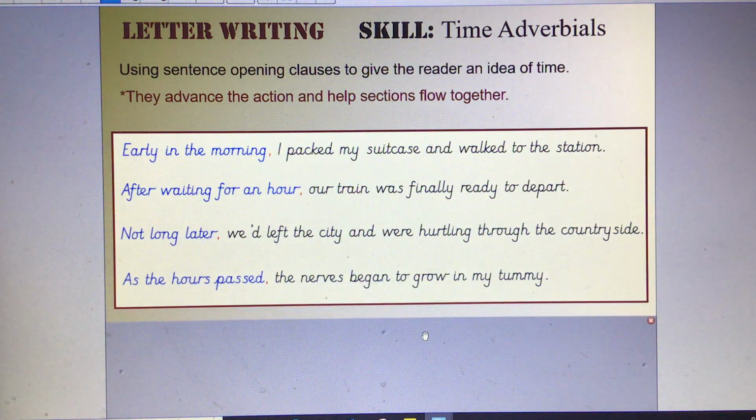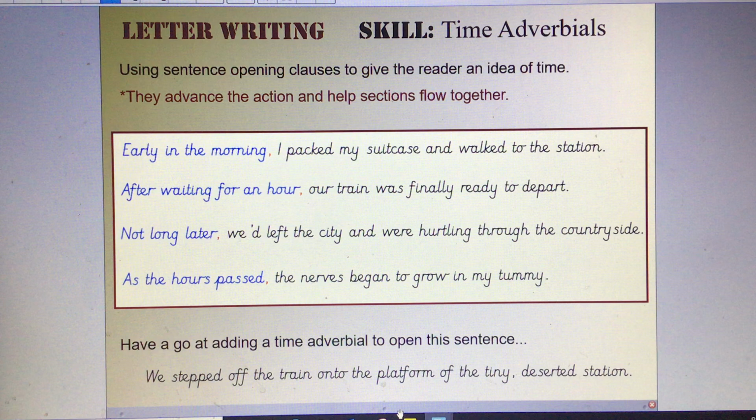Two more examples. Not long later, we'd left the city and were hurtling through the countryside. As the hours passed, the nerves began to grow in my tummy. They're really important. We're moving away from those simple kind of time adverbials such as next, then, trying to push ourselves to something a bit more ambitious like these examples here.